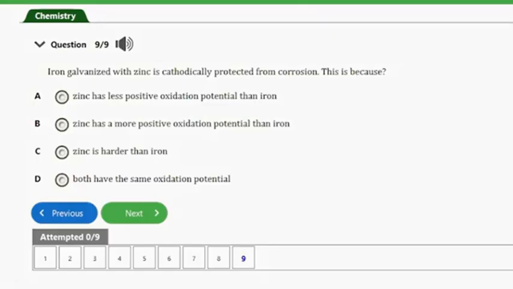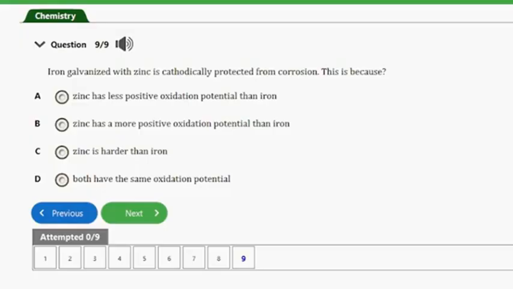That's question number 9. It says iron galvanized with zinc is cathodically protected from corrosion. This is because A, zinc has less positive oxidation potential than iron. B, zinc has a more positive oxidation potential than iron. C, zinc is harder than iron. D, both have the same oxidation potential. So guys, the answer to this question is option B here.